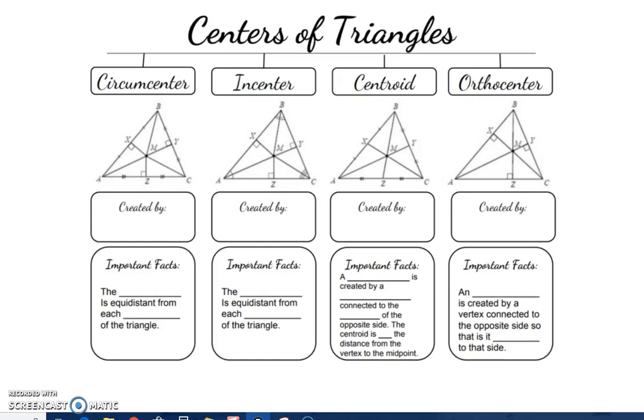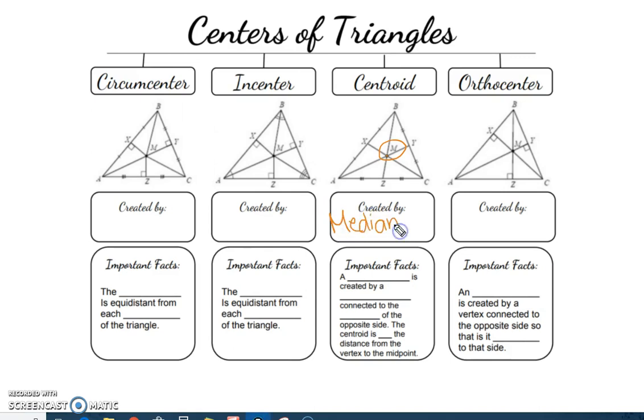We are going to continue our centers of triangles. We're going to look at the centroid and the orthocenter today. So again, I'm going to highlight my centroid. It's still point M in orange. And it is created by medians.